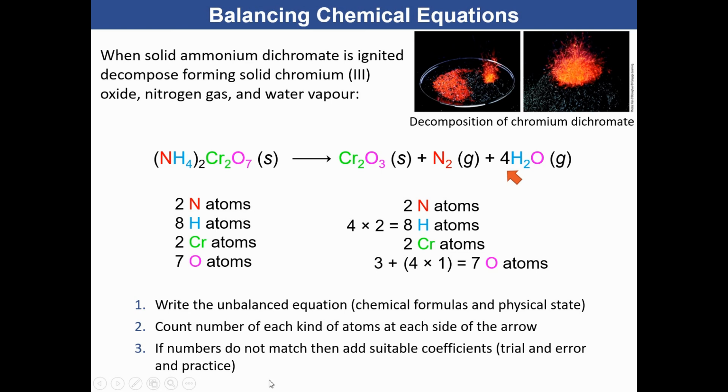So let's review what we have learned. When you try to balance a chemical equation, the steps are as follows. Firstly, you will need to write the unbalanced equation. Then you need to count the number of each kind of atom on each side of the arrow. Finally, if the numbers do not match, then don't worry. You just need to add suitable coefficients and practice until it's finally balanced. That's the end of this session.